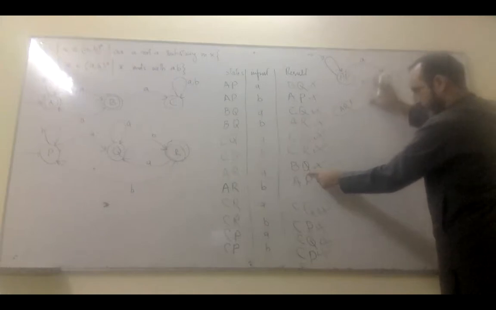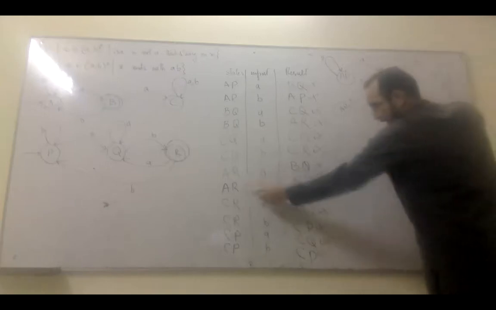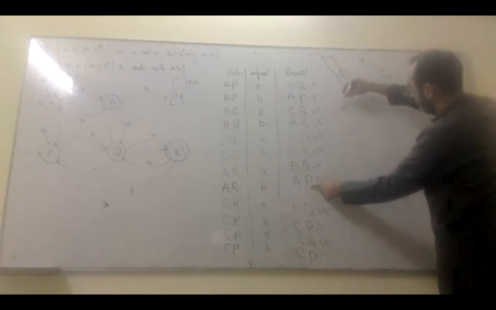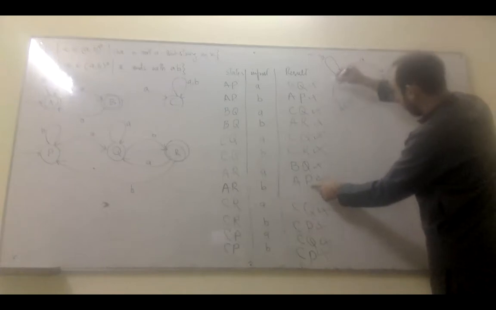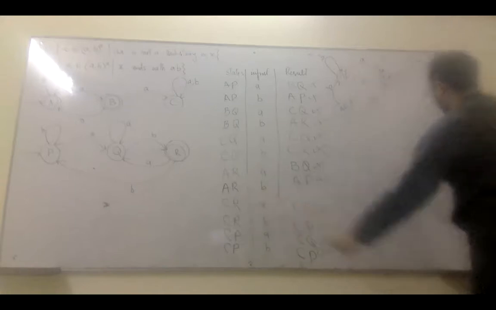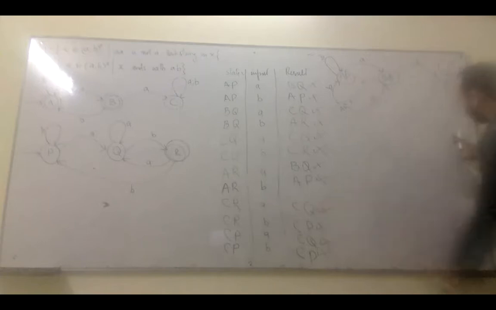So AR taking A, reaching BQ. AR taking B, reaching AP. So maybe this edge. Taking B. And then CR taking A. This is CR taking A, CQ. Taking A, CQ. So this is this edge.